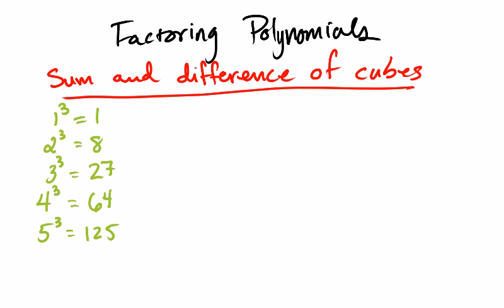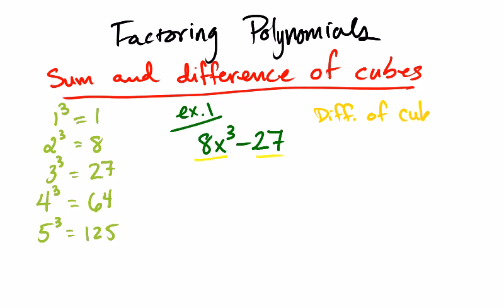And so in a problem, say in this example, we'll take 8x cubed minus 27, and we will factor that. It is a difference of cubes situation because you have a perfect cube minus a perfect cube. So we call that a difference of cubes, and it can be factored by using this formula: a minus b times a squared plus ab plus b squared.